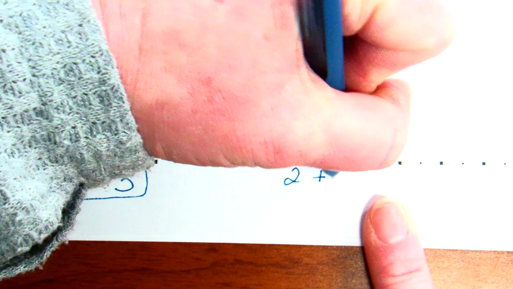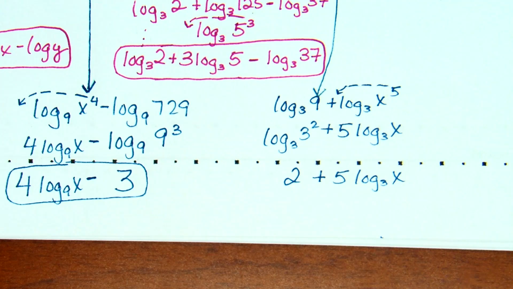Am I done? No, because that's a 5 log base 3 of x. The 2 is a 2. They're not like terms, essentially, right? That's the short of it. So it is done at 2 plus 5 log base 3 of x.